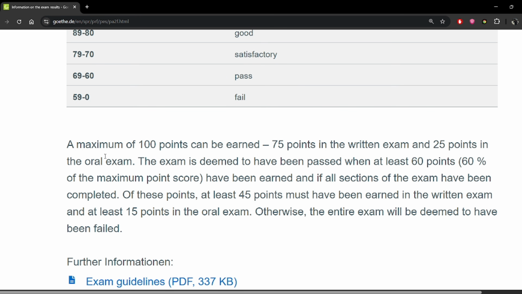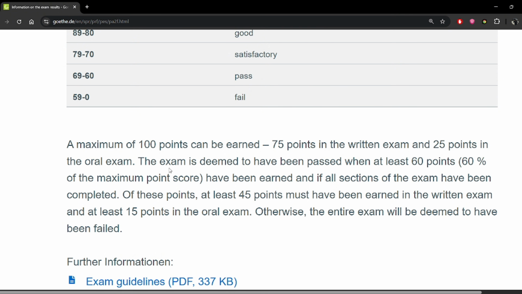I scroll down and they have this paragraph where they have some information. Over here they have written that a maximum of 100 points can be earned, 75 points in the written exam and 25 points in the oral exam. And that is understandable because each part has 25 marks. So you can get 75 marks in the first 3 parts, which are Hören, Lesen and Schreiben, and 25 marks in the oral exam or the Sprechen part.